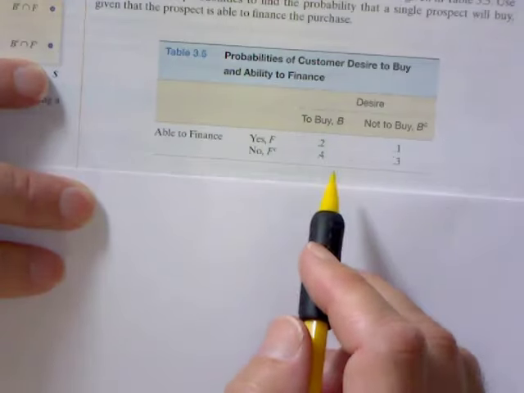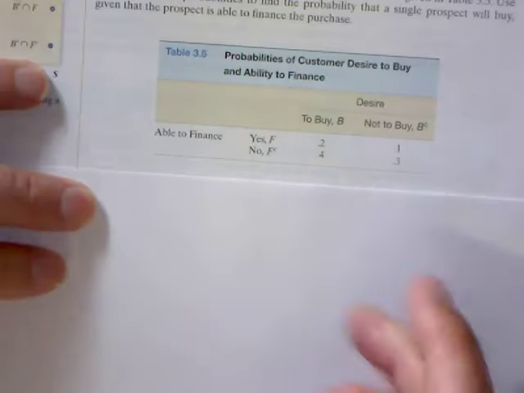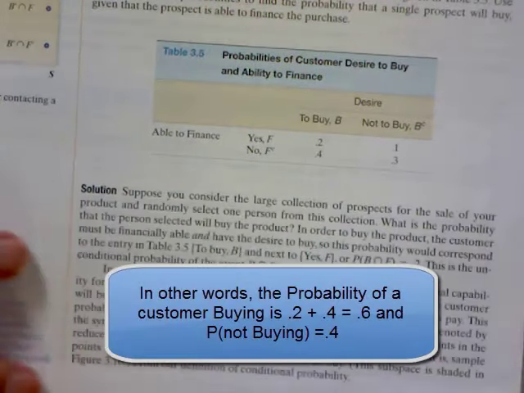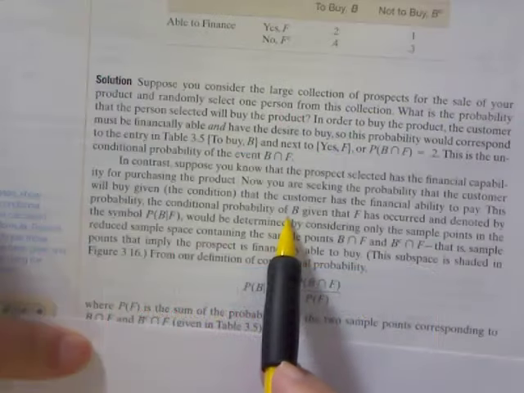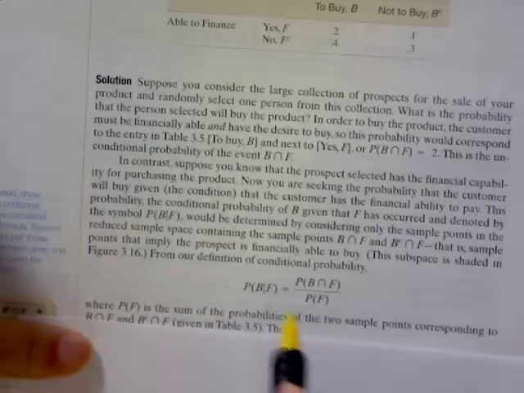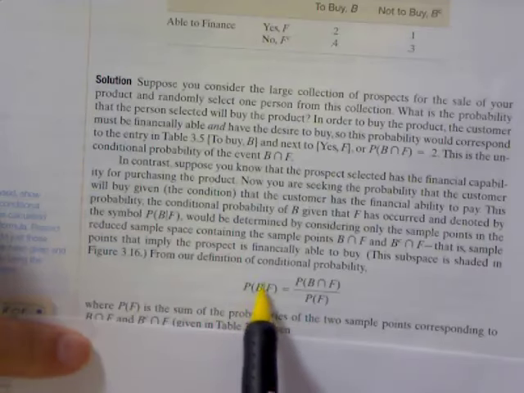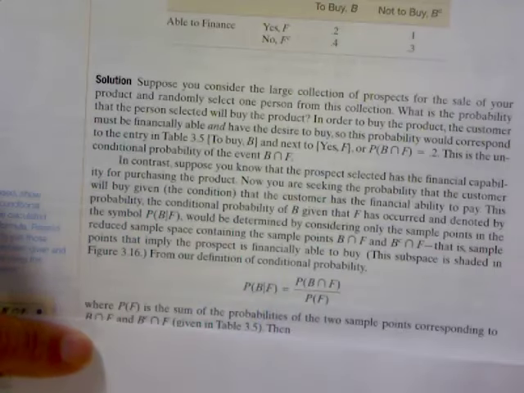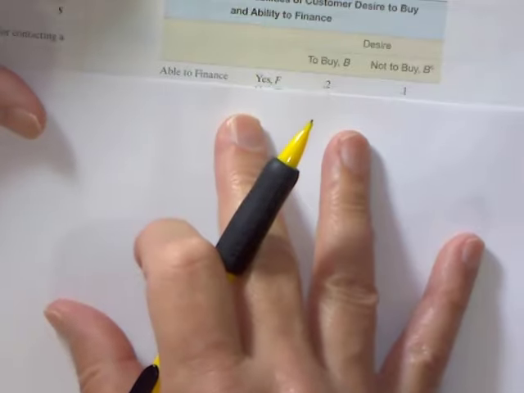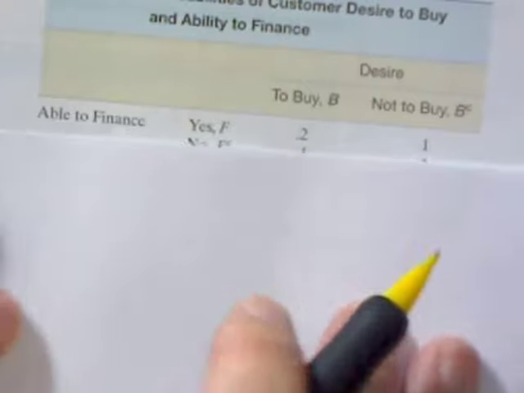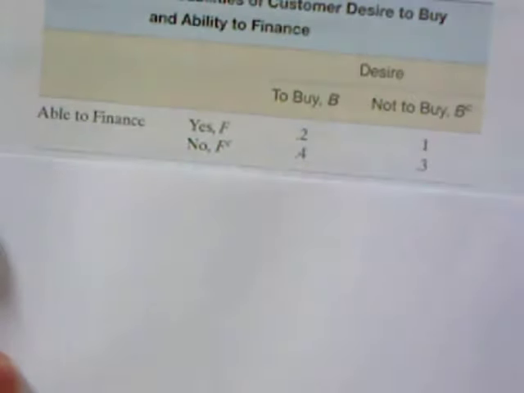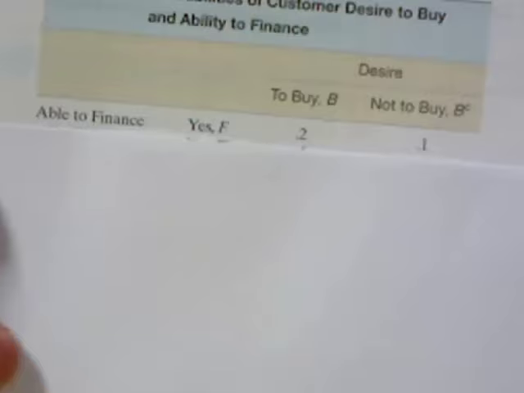So it reads like that. So this is probabilities of customers to buy. So what they ask is B, to buy, given that they have the financing. So they're asking this question: what's the probability that they do buy given that they have the financing? Well, given that they have the financing is this row here. So if you say given that they have the financing, well, I don't care about this row here anymore. I only care about that.